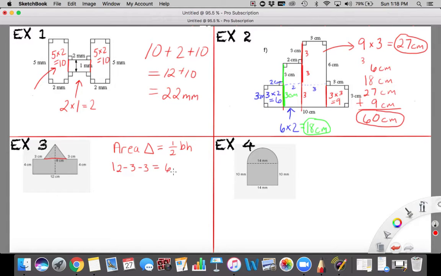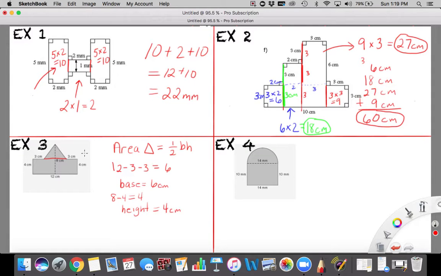So the base of the triangle equals 6, and then the height, the entire height, as you can see, is 8 centimeters. Well, from bottom to top is 8 centimeters, but then from the bottom to this red line is 4, so 8 minus 4 equals 4. So the height of the triangle equals 4. And these are both centimeters.